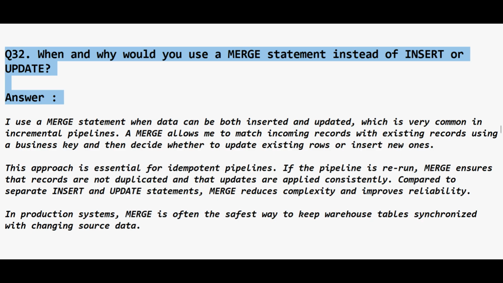If the pipeline is rerun, merge ensures that records are not duplicated and that updates are applied consistently. Compared to separate insert and update statements, merge reduces complexity and improves reliability. In production systems, merge is often the safest way to keep warehouse tables synchronized with changing source data.